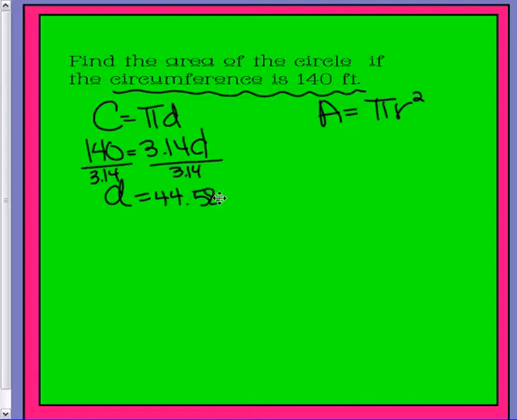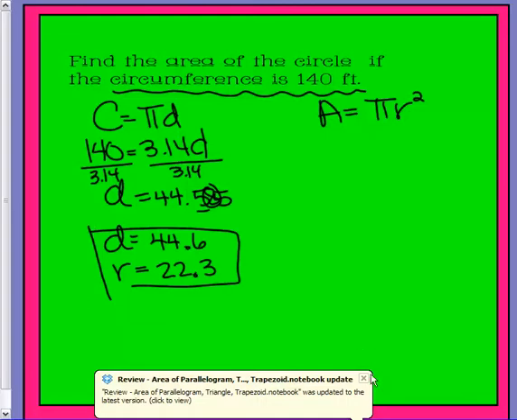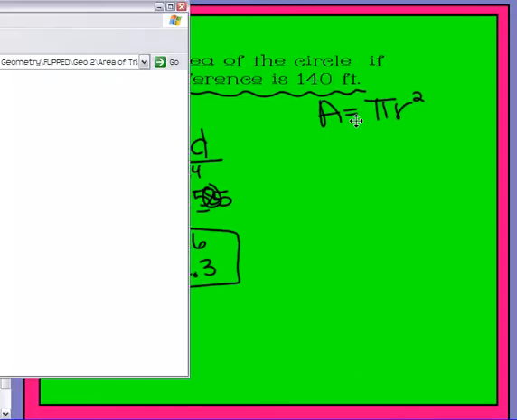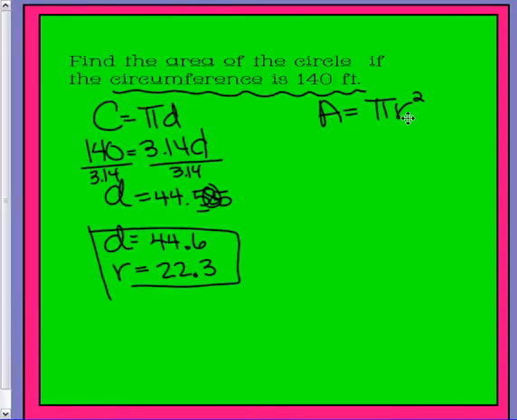So let's round it to the nearest hundredth. Or actually, let's round it to the nearest tenth. Okay, when in doubt, go ahead and round to the nearest tenth. So 44.6 would be my nearest tenth. What's the radius then? It would be 22.3. Cut everything in half. Okay, so now we have the diameter and the radius. Those are things that we know. Now what we need is our pi times our radius squared. So 3.14 times 22.3, and we're going to square it.